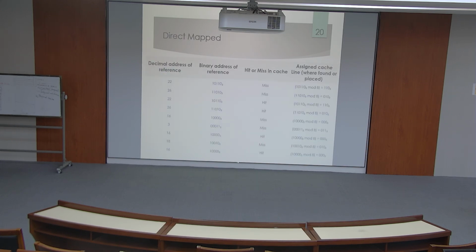Now we have the direct map. Here we have different addresses of the reference. We have the binary representation of each reference, and then we have the hit or a miss in the cache. So this is something that we're going to do together.